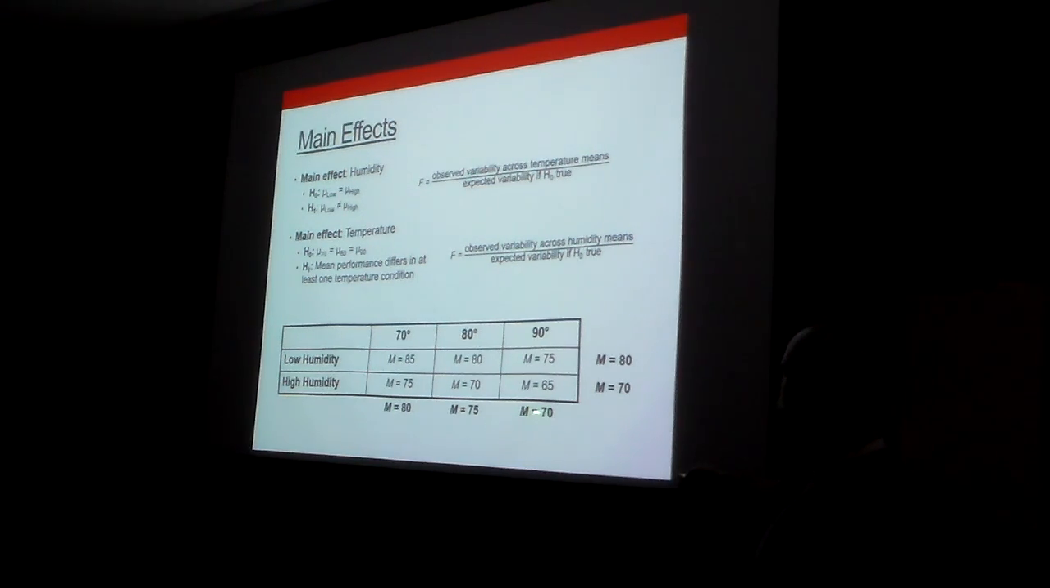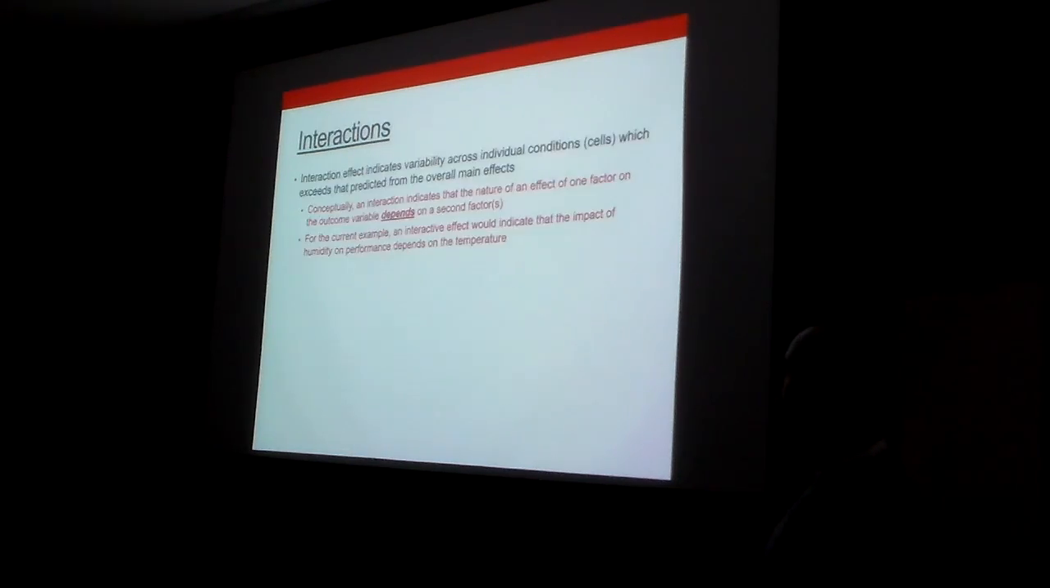Again, what we're doing is looking at observed variability across our mean levels over the expected variability, assuming that these are all drawn from populations with the same mean. Okay. So these are our main effects.